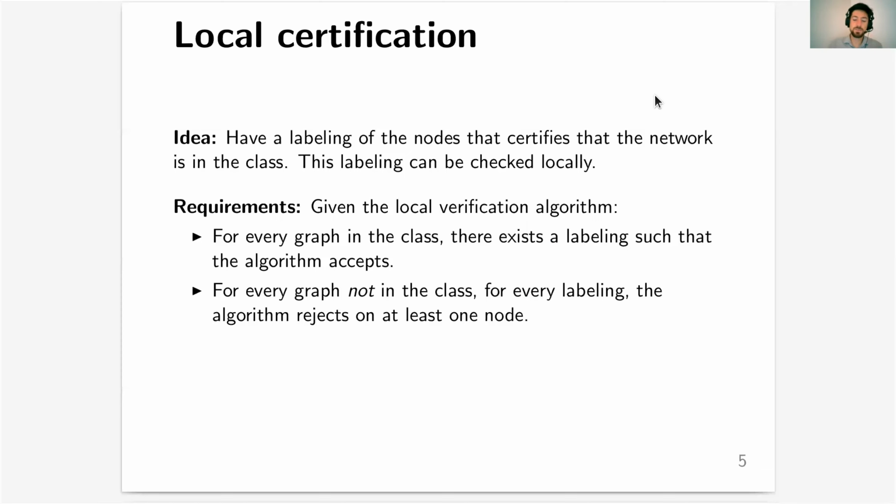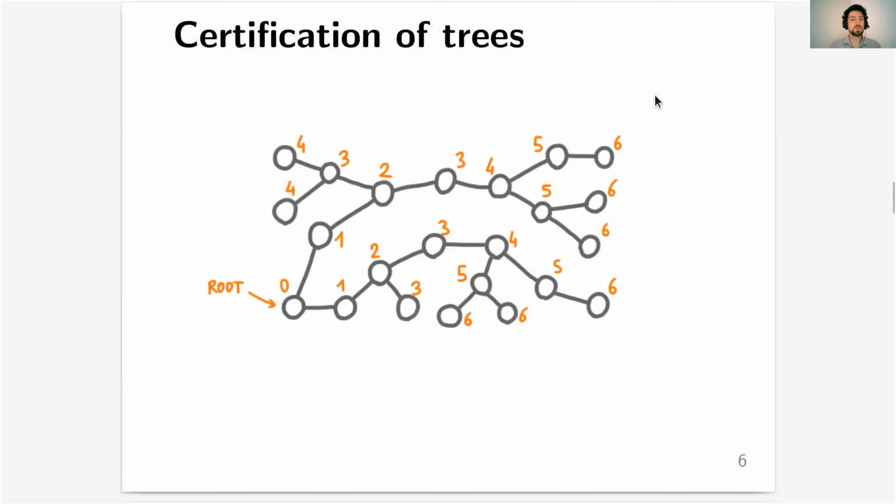Okay, so this is a bit complicated maybe, so it's much easier to understand this on an example. So for example, for trees, what you can do to convince the nodes that they really live in a tree is that you can choose one node to be the root, and you can give to every node its distance to the root, okay? So now what a node can do is to check the consistency of the distances. This node at distance 4 says that it has a neighbor at distance 3 and two neighbors at distance 5. This looks good, this makes sense.